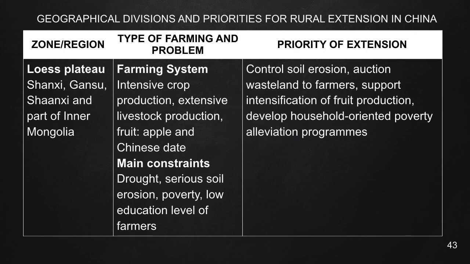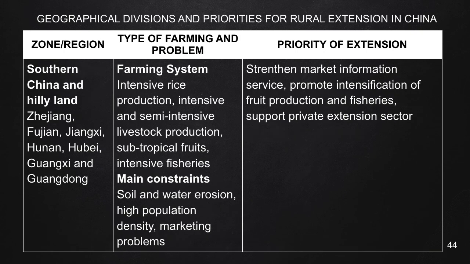poverty alleviation programs. In southern China and hilly land, the farming system is intensive rice production. Also, intensive and semi-intensive livestock production, subtropical fruits, and intensive fisheries. The problems are soil and water erosion, high population density, and marketing problems. So the priorities of extension are to strengthen market information service, promote intensification of fruit production and fisheries, and to support the private extension sector.